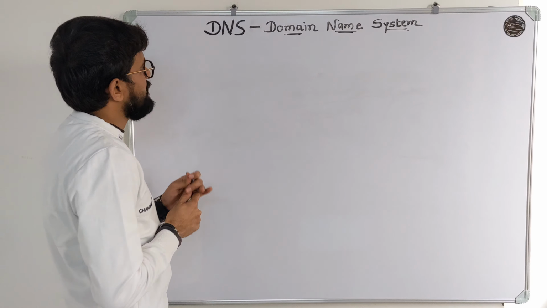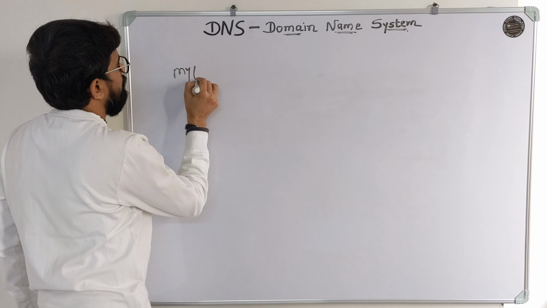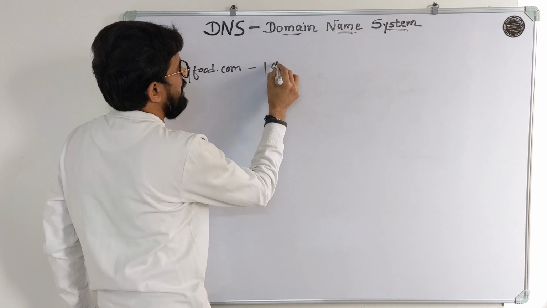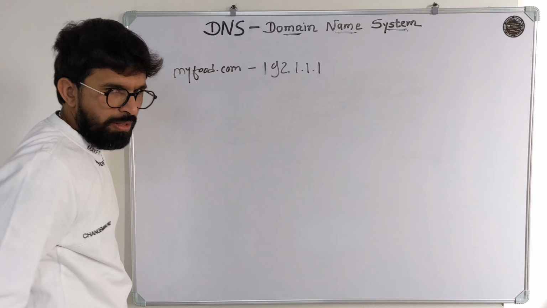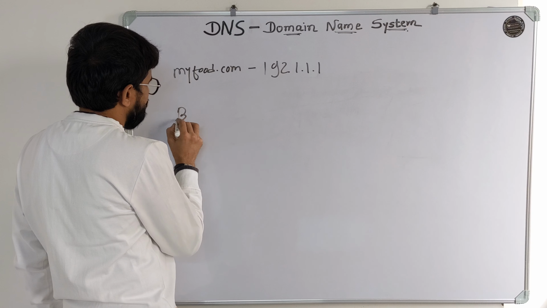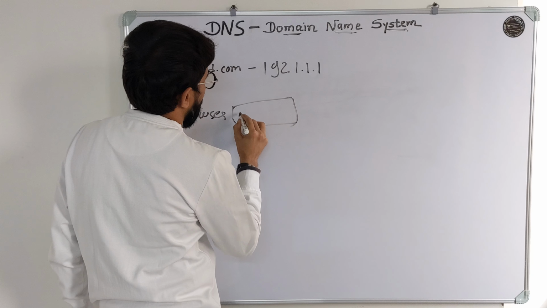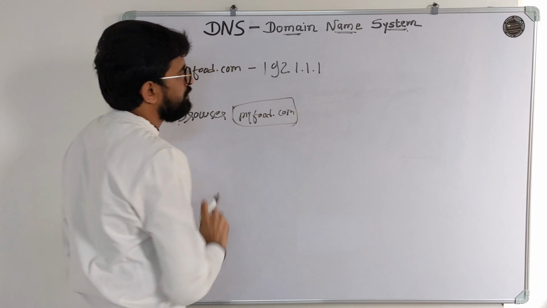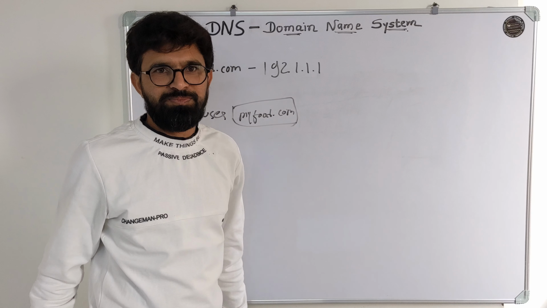Okay, so we had this myfood.com domain, and we have the IP address. Now the question is, when we open the browser and type myfood.com, how will the browser get to know about this IP address?